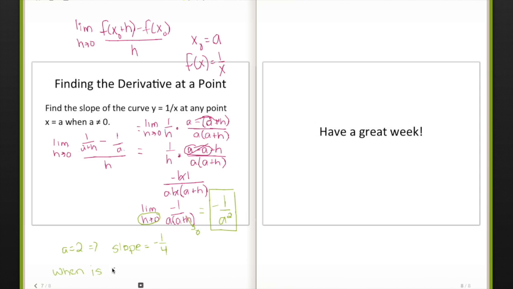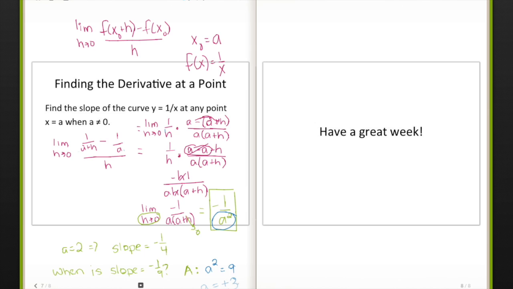They may also ask you in reverse. They may give you the slope of the line and ask you to find a. When would the slope be negative 1/9? That would be when negative 1 over a squared equals negative 1/9. Or more simply, when a squared equals 9. And that would be plus or minus 3.